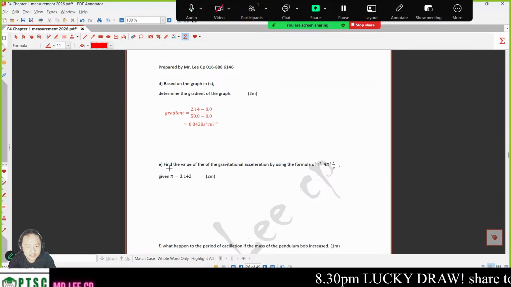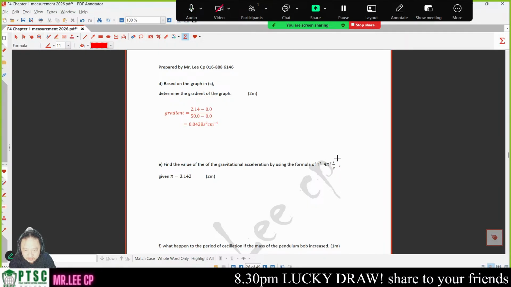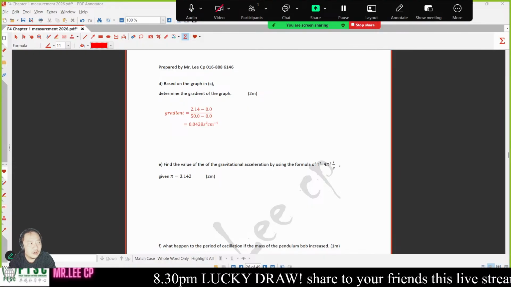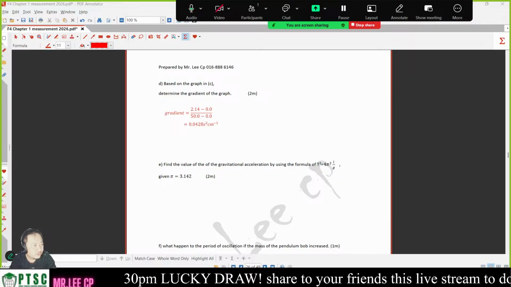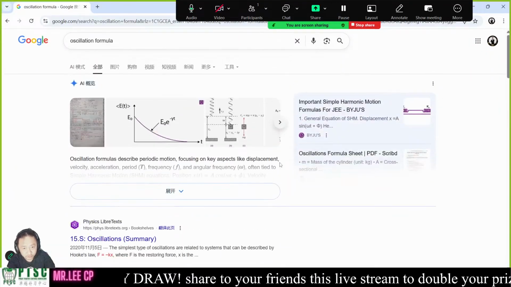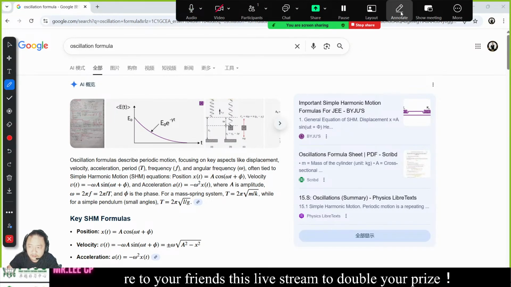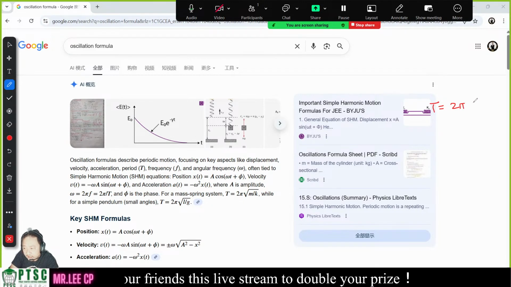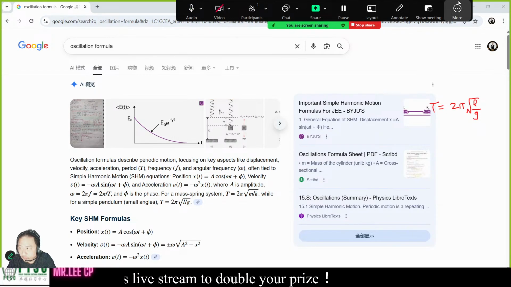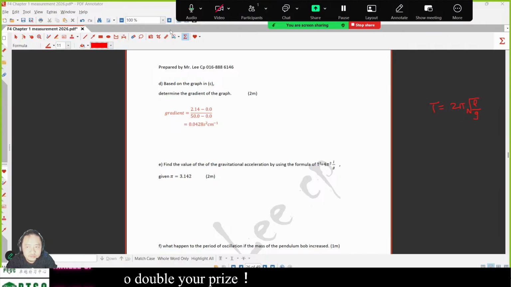Next, find the value of the gravitational acceleration by using the formula T squared is 4 pi L over g. This is the formula that they gave. It comes from the oscillation formula. It is not in your syllabus, but you need to know it: T equals 2 pi square root of L over g, where T is period, g is gravity, and L is length. But teacher, the one they gave is different.